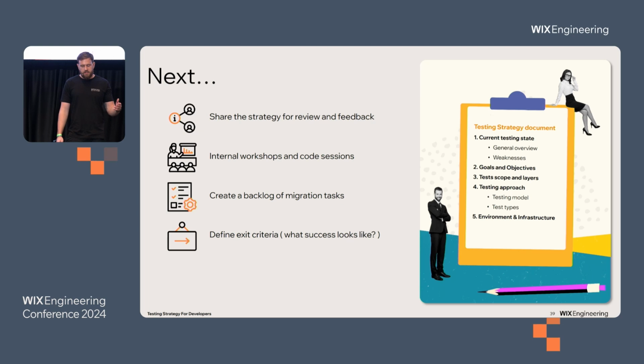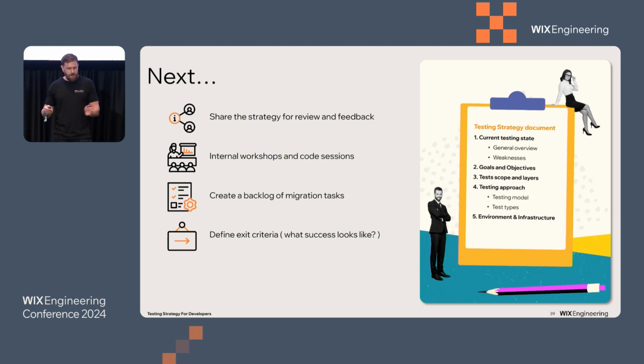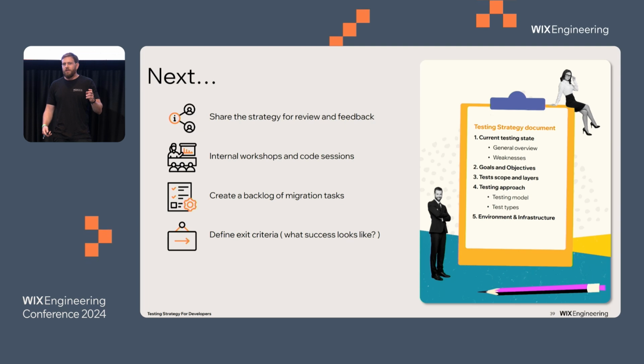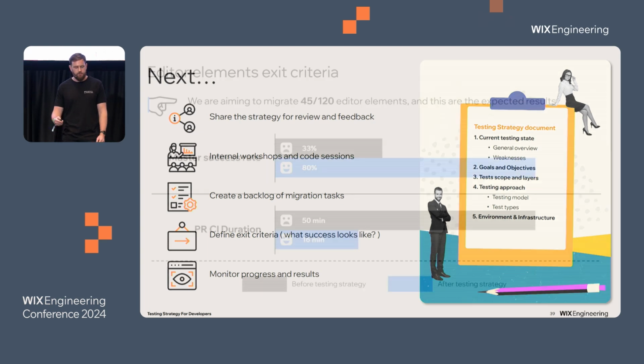Next, we want to define an exit criteria. This is important because if you don't define the exit criteria, you don't know what success looks like. It means you just don't know when to stop working on your testing strategy, and you always want to update it or change it. But if you set an exit criteria and you see that you're on the right track, it means that you don't need to proactively work on the testing strategy. You just need to keep maintaining it and distributing tasks across the team. And of course, always monitor the progress and share the results with your team.